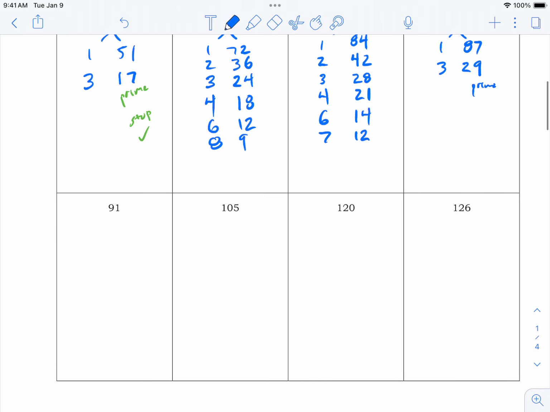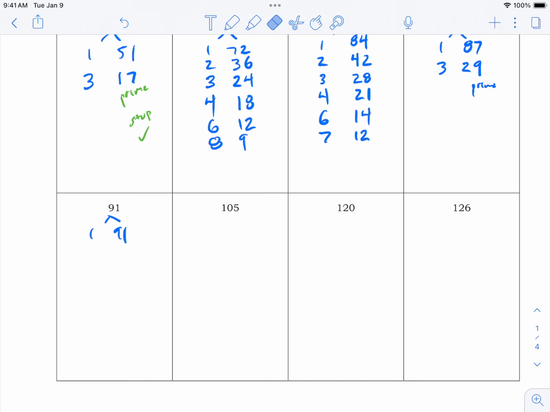4 to go. 91. That's a weird number. Let's see. What do you get here? Well, 1 times 91. Don't forget that one. It's odd. 2 won't work. Will 3 work? Well, 9 plus 1 equals 10. 10 doesn't divide by 3. 3 is not going to work. 4 is not going to work for an odd number. 5 is not going to work. 6 is not going to work if 2 and 3 don't work.